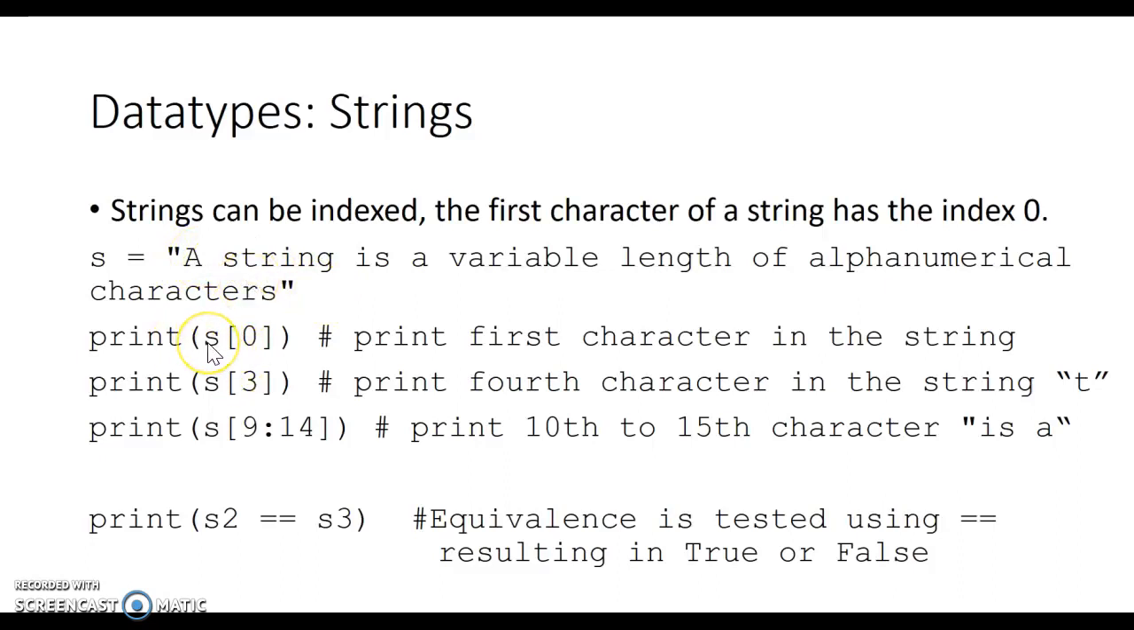If I do, for example, print index 0, that's print for me the character at the 0 element of the string. That should print A for me. Print the character at the third index, which is actually the 4th element of the string. And this is slicing. This is taking characters that start at element position 9 and end at element position 14. So it should give you the 10th to 15th characters.